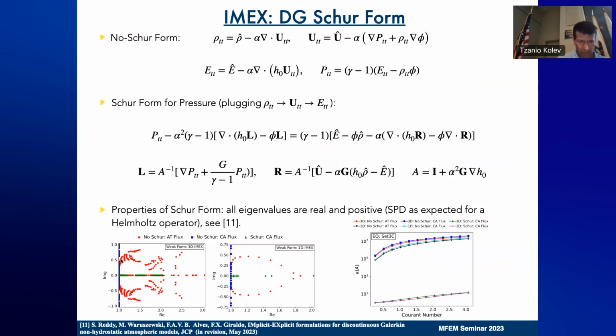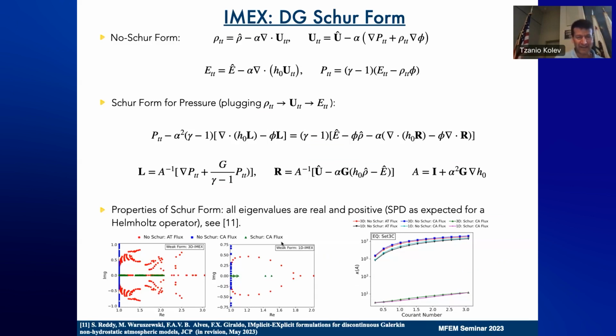So the blue here is a no Schur form of the system for one set of fluxes. The red is another no Schur form. These are purely imaginary. These have real and imaginary terms, and then the Schur form that we came up with is very special. I forget what CA stands for, but I like it. It means California. It's California flux. We did it in California.